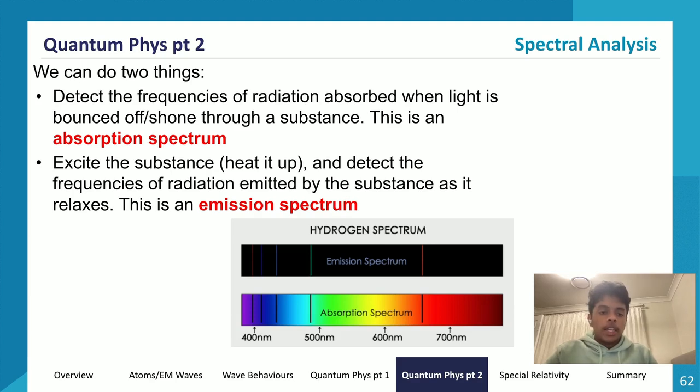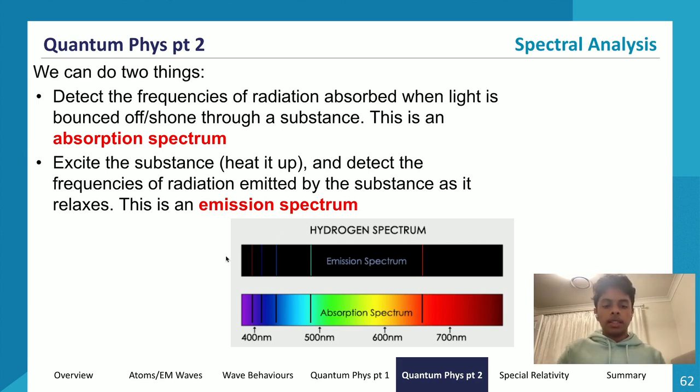The next thing we can do is excite the substance. One way we can excite the substance is by supplying it energy, for example by heating it up. Then we can detect the frequencies of radiation emitted by the substance as it relaxes. We give it energy, and as it relaxes, it releases energy in the form of photons, or light. We know light carries energy because of the formula E equals hf. So it will release the energy it absorbed as wavelengths of light that follow the equation E equals hf. This is known as the emission spectrum.